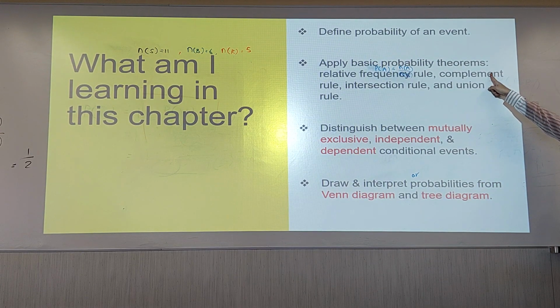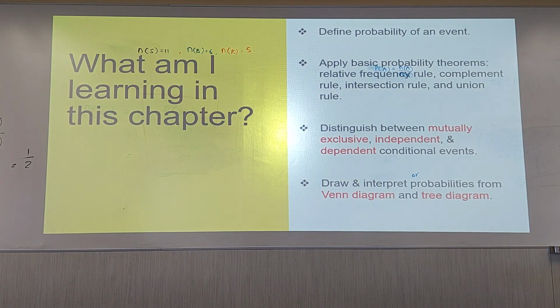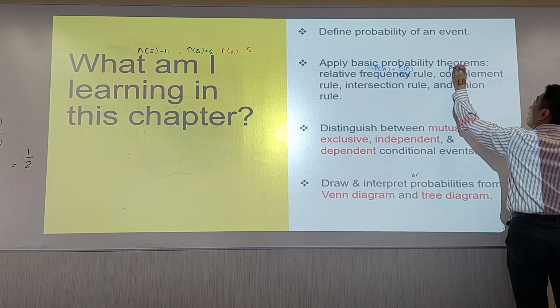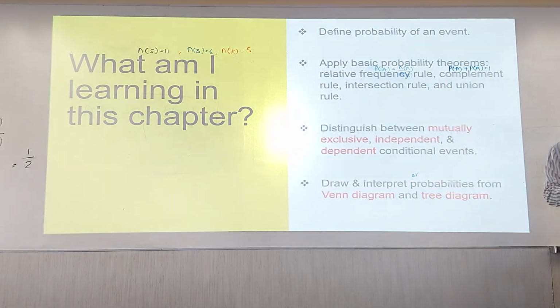We also learned the complement rule. Complement means, what is the formula we learned? Complement means probability A plus probability of not A always equals 1. Complement rule. Complement means A plus not A always equals 1.